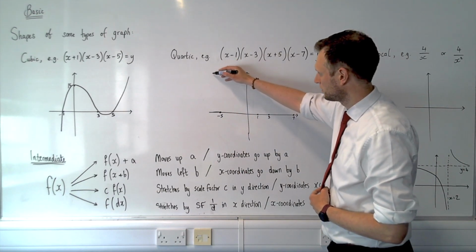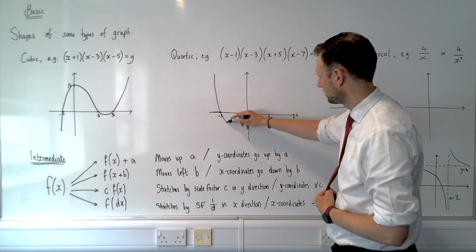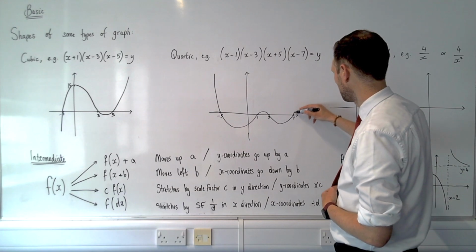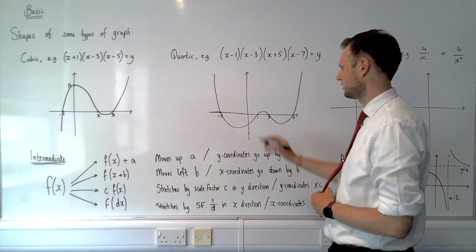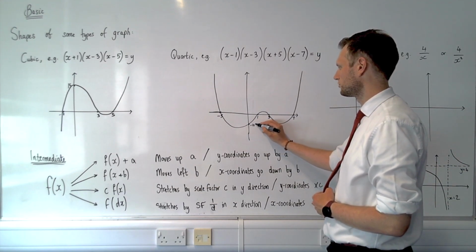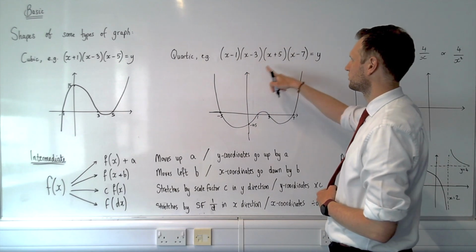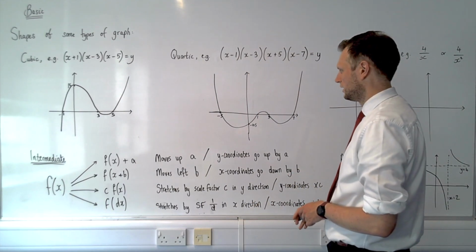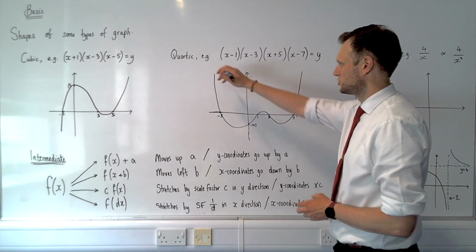So down, up, like this. Okay, this point here would be negative 105. It's minus 1 times minus 3 times 5 times minus 7, which I think is a negative 105. But that's the general shape.